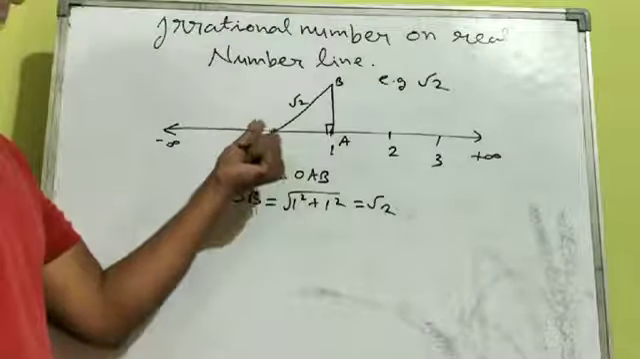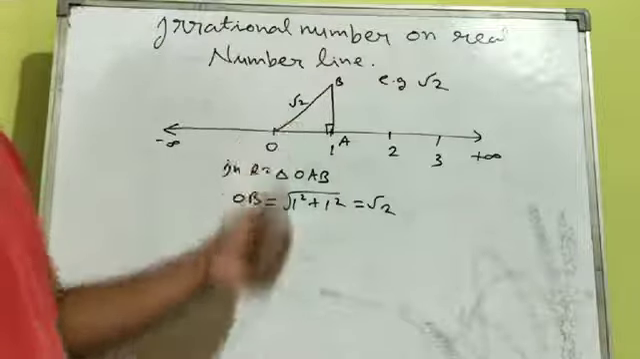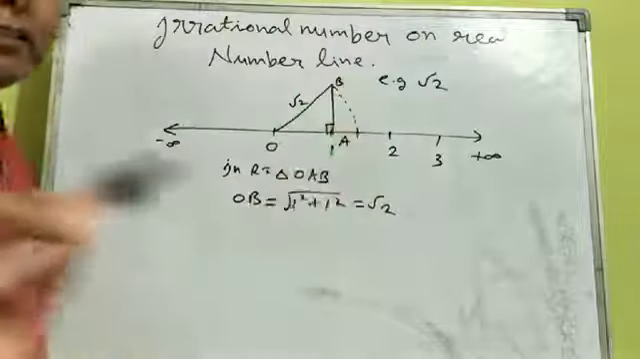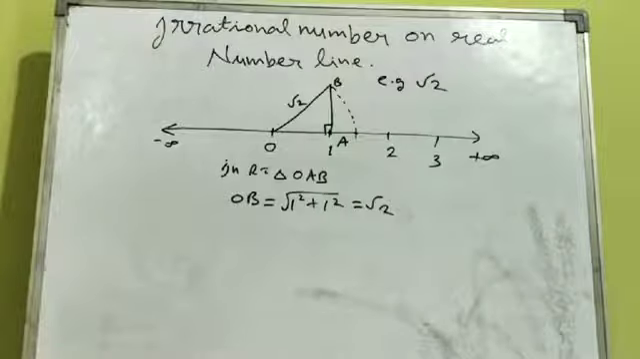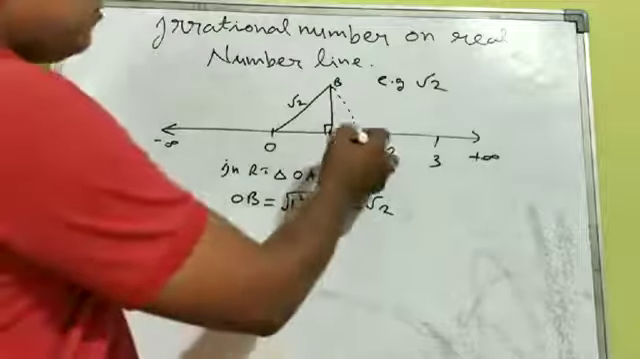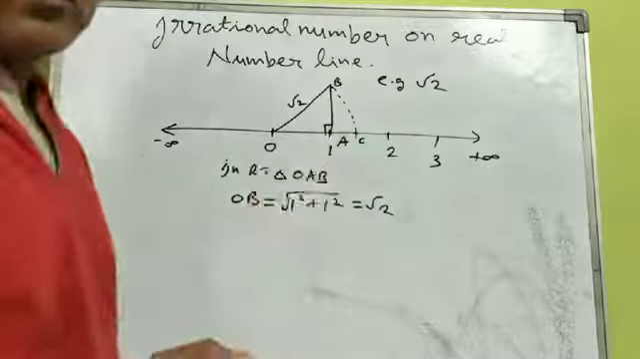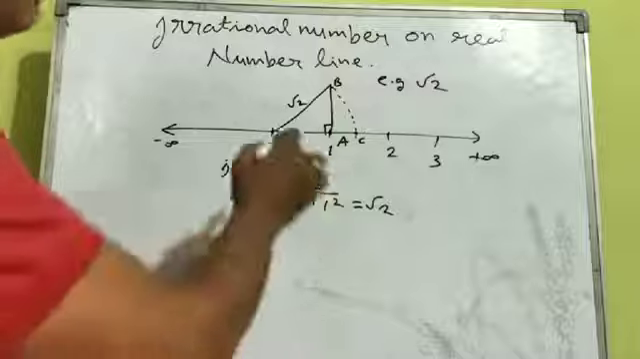Now taking O as center and OB as radius, make an arc. This way, let this point be C. This C represents root 2, that is OC is equal to root 2, which is approximately 1.414. Similarly we can represent root 3, root 4, root 5, etc. on the same number line.